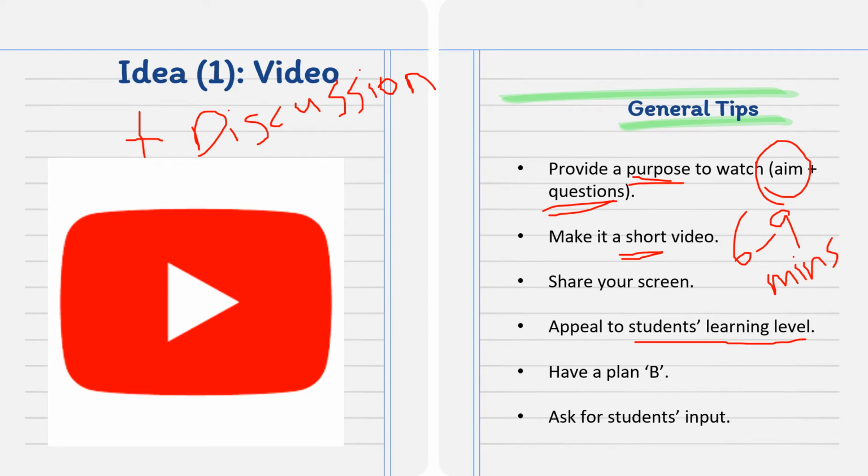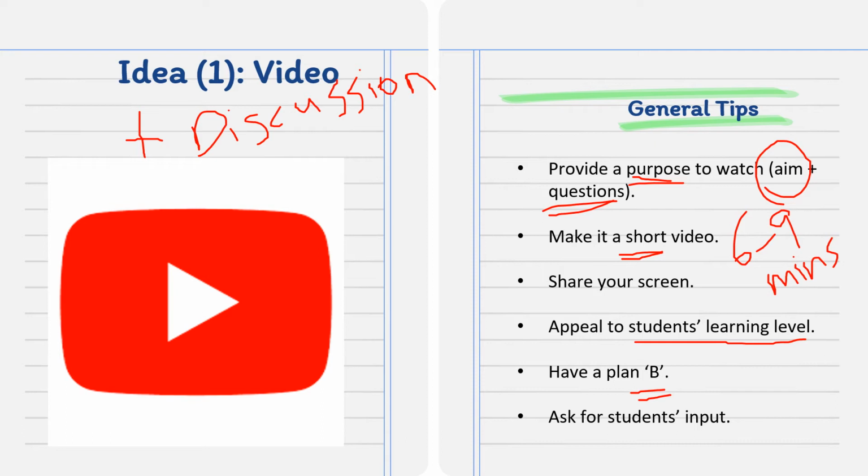Again, to avoid technical issues, have a plan B. That means instead of playing the video on your computer or on YouTube as a link, download the video beforehand, before the session. Download it on your laptop, play it, try it out, see if it works. And then if something happens during the session and you cannot open YouTube or the link of the video, you can just play the video on your laptop and then share your screen.